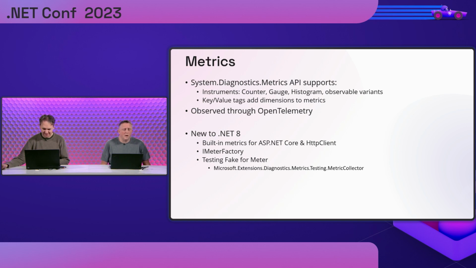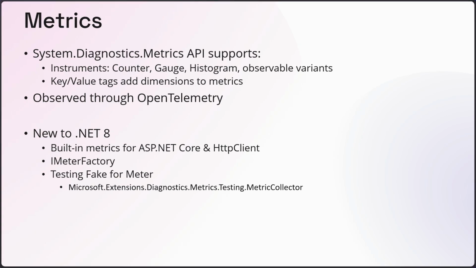So our support for metrics in .NET is through the System Diagnostics Metrics API. From that, you can create a set of different instruments. There's counters, gauges, and histograms, which is useful for tracking times. That gives you the P95, the different latencies. There's both point-in-time instruments, where you just fire values, or there are observable variants that will call you back when they want to measure a particular value.